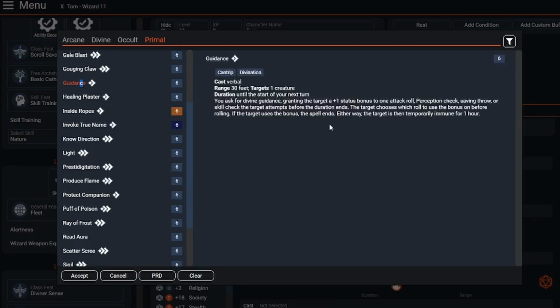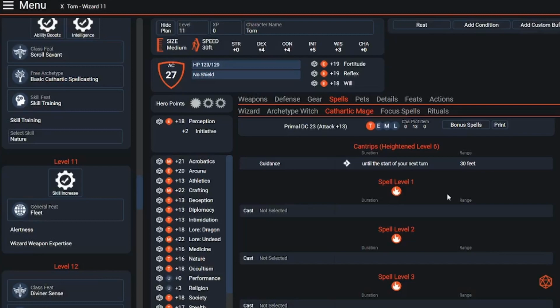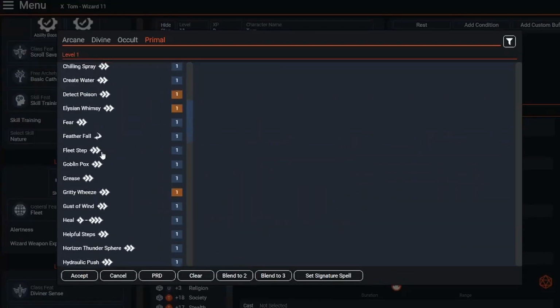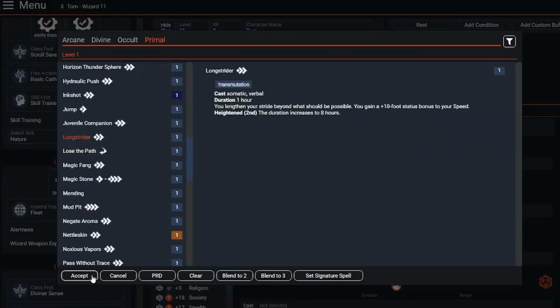This gives a +1 roll to a creature, and it's pretty good on summons, because even if they are temporarily immune, they don't really care, because they are going to disappear anyway. So you can use this carefree on your summons. For our level 1 spells, we can pick a buff like Longstrider for the extra movement.